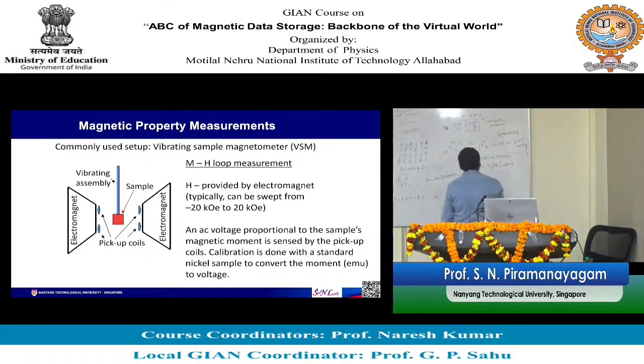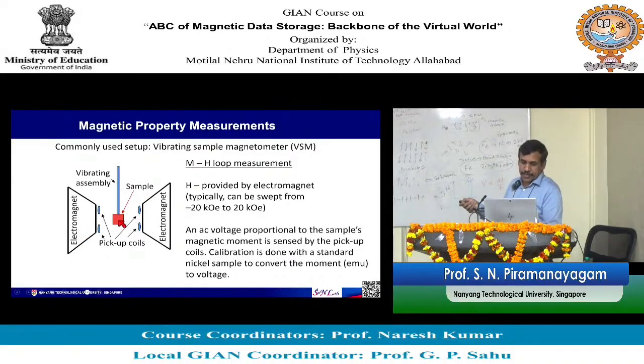So, Faraday's law states that the voltage picked up by a sensing coil is proportional to the time varying magnetic flux. Okay. So, if there is a time varying magnetic flux, we can sense a voltage, and this is the principle that we use for vibrating sample magnetometer. Okay. So, this is roughly the configuration.